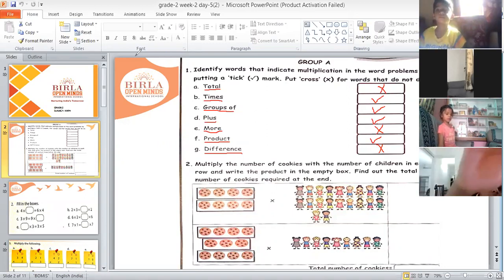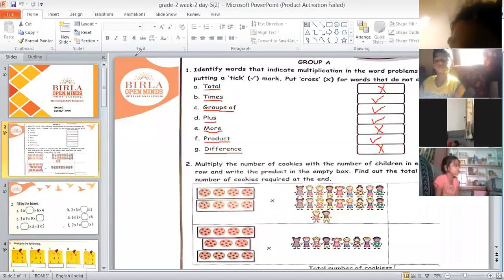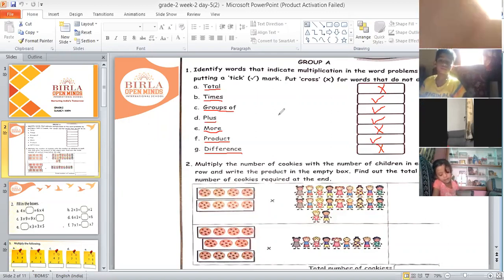Yes, Pathan, please unmute yourself. Yes. Ma'am, plus, it is not related to multiplication? No, it is related to multiplication because multiplication is repeated addition. Yes, ma'am. So it is related. Okay? Okay.